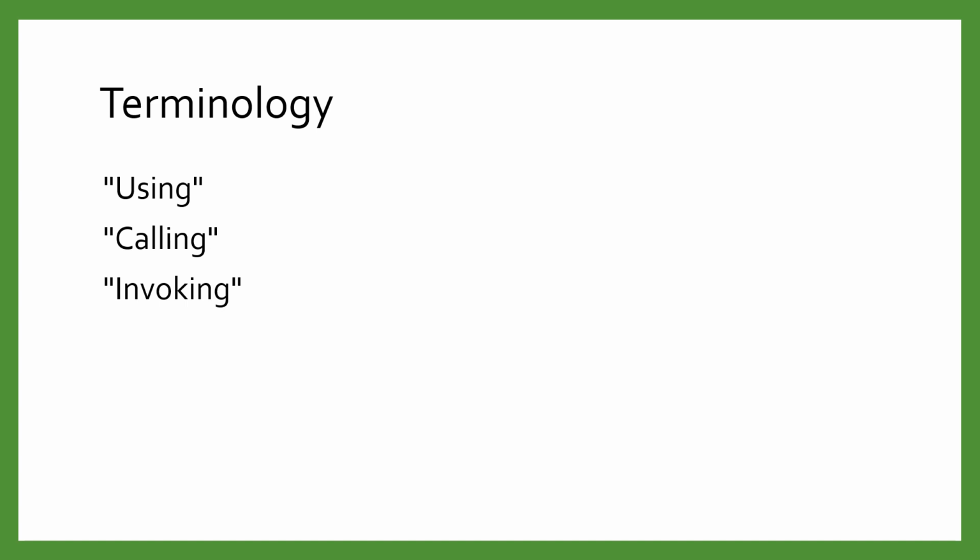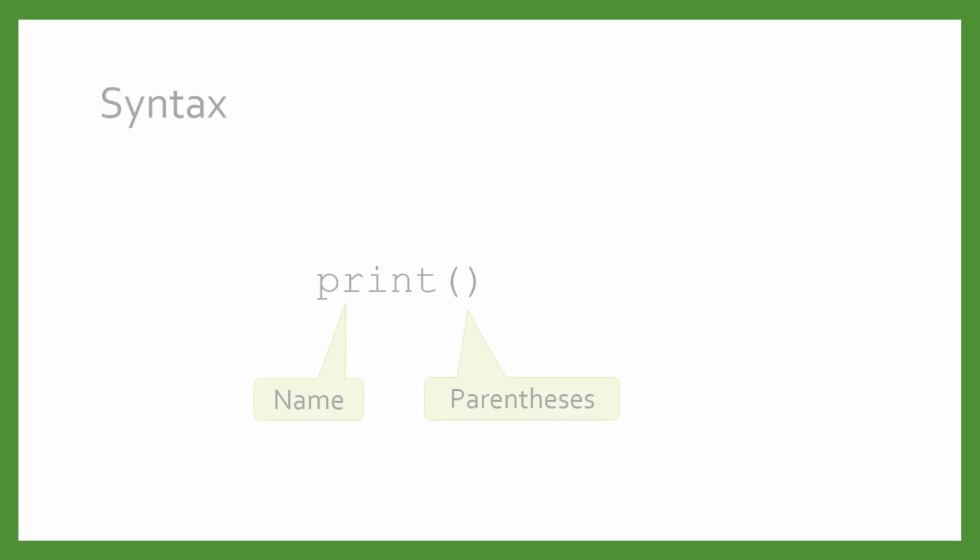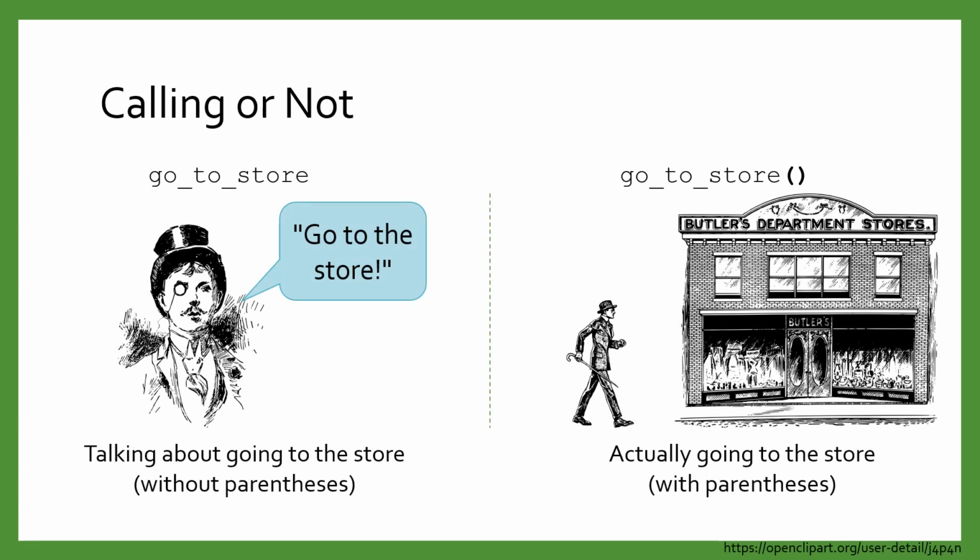When you want to use a function, we say that you call it. Another term is invoking a function. There are two essential parts to calling a function: the name of the function, and then parentheses following the name. To call a function, you must add parentheses. Otherwise, you are simply referring to the name of the function rather than executing it. Think of it as the difference between talking about going to the store as opposed to actually physically going to the store.